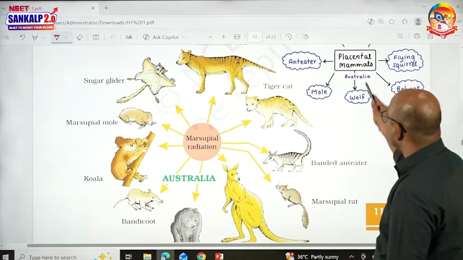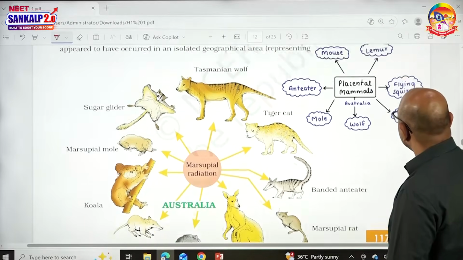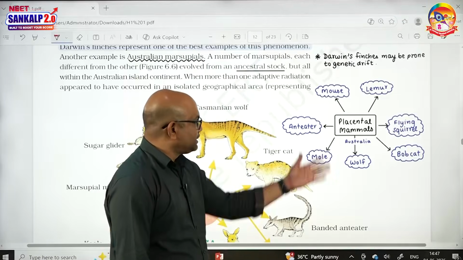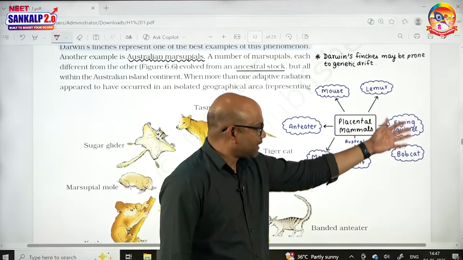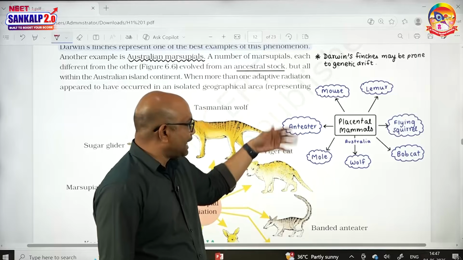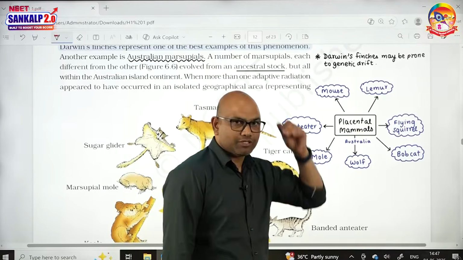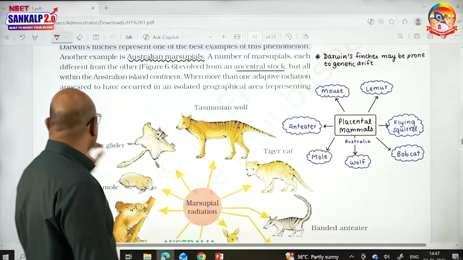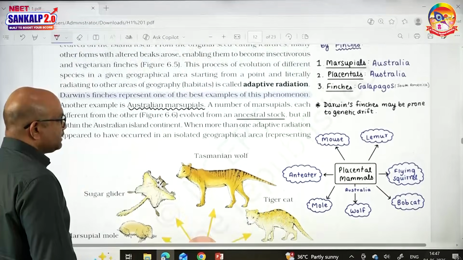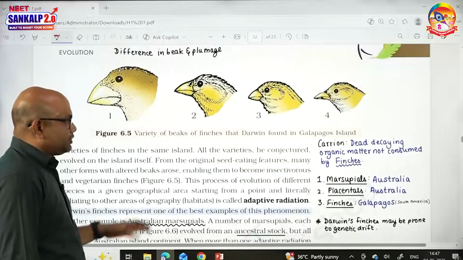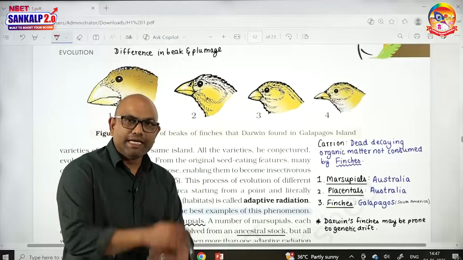Not only marsupials, placental organisms' evolution in Australia is also an example of adaptive radiation. See this? Mouse, lemur, flying squirrel, bobcat, wolf, mole, anteater, they all evolved in Australia from a common ancestor, showing adaptive radiation. Not only the marsupials and placentals, even Darwin's finches show the same pattern. Initially, there is an ancestor called the seed-eating finch.